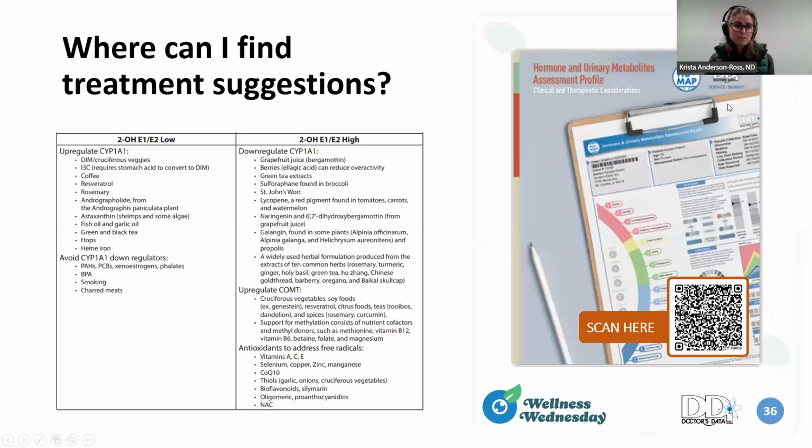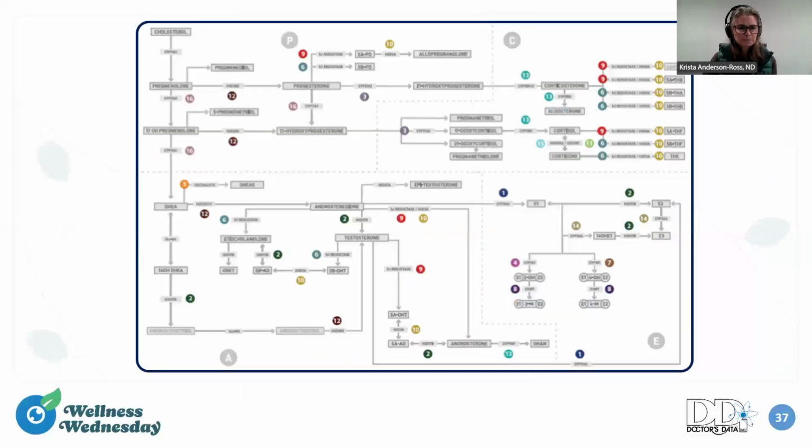On the prior page we saw some need for supportive phase 2 detoxification, and here you see some research-based suggestions on how to support COMT using food, spices, and nutrient cofactors. We put a lot of blood, sweat, and tears into this therapeutic consideration guide. So I recommend that you use it while you're going through your patient's results.